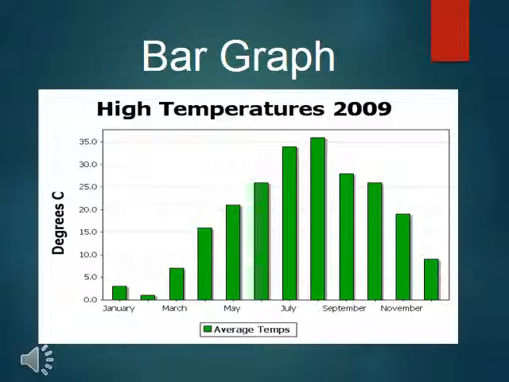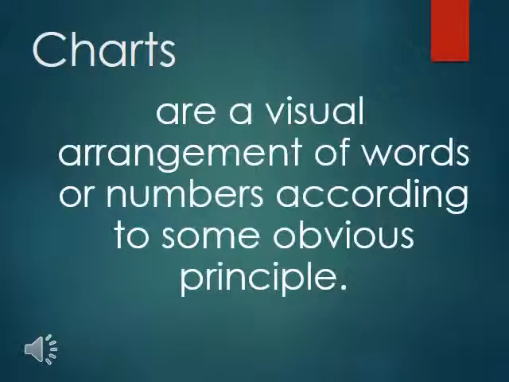In this bar graph, the temperatures in Celsius are listed on the y-axis and the months of the year on the x-axis. Charts are a visual arrangement of words or numbers according to some obvious principle, and usually represent a snapshot in time rather than a relationship over time.